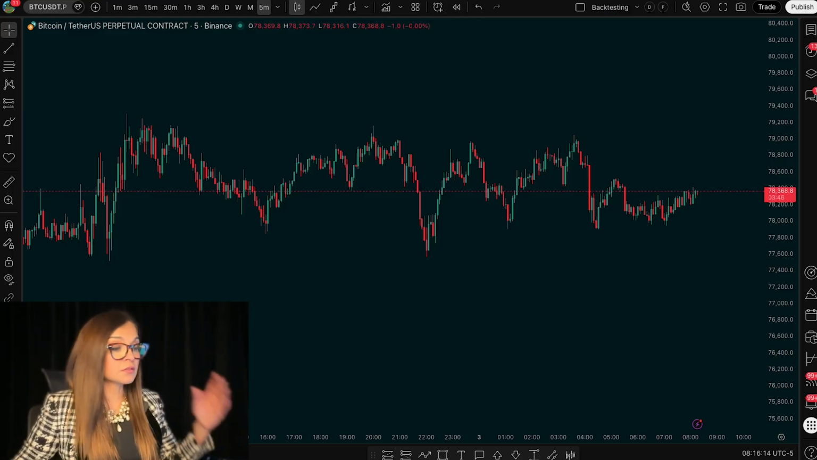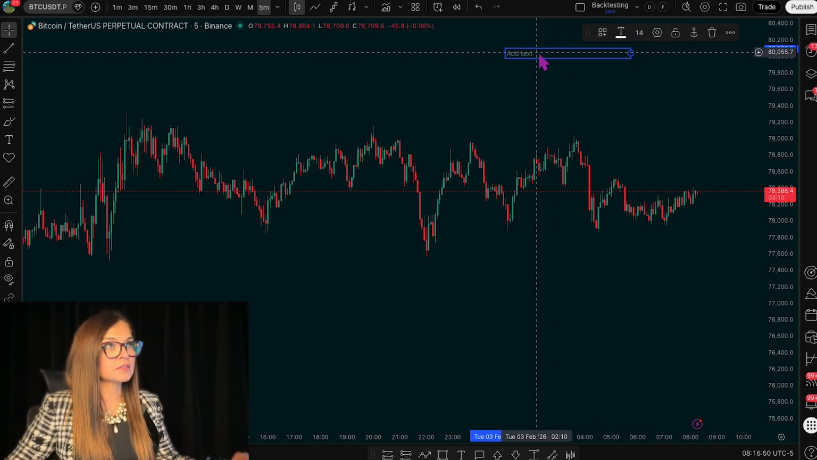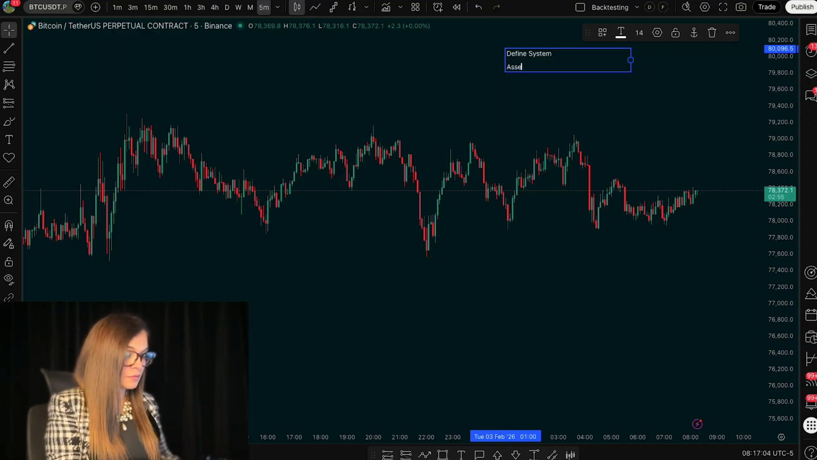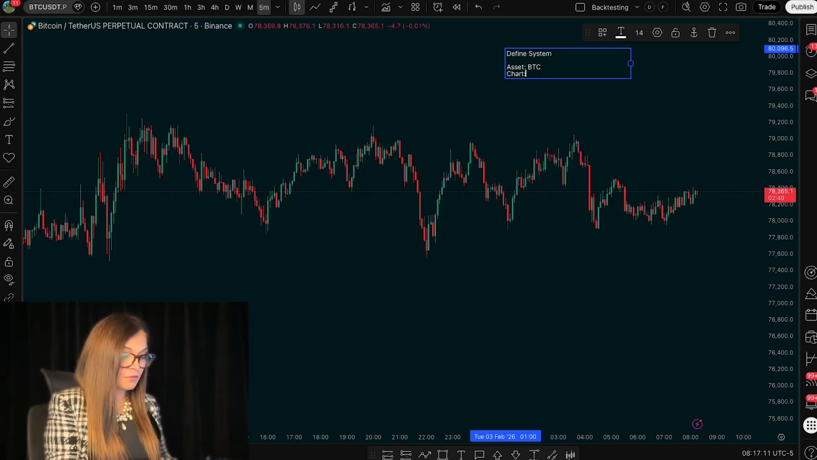And now for the system overview. Before you start backtesting anything whatsoever, you need a defined system. Here, we're going to define our system. So the asset we're using is Bitcoin, BTC. Our chart that we're going to be using will be the 5-minute chart.